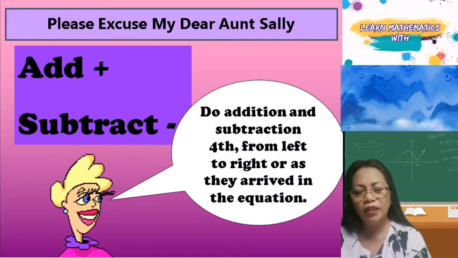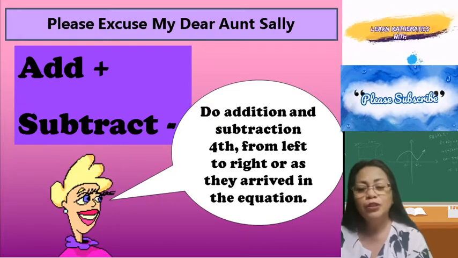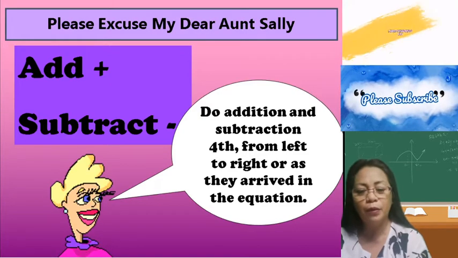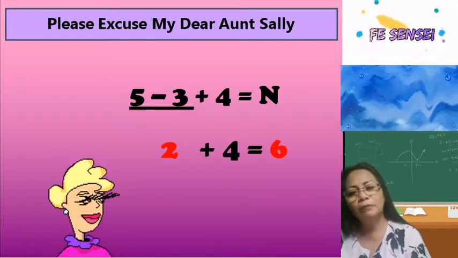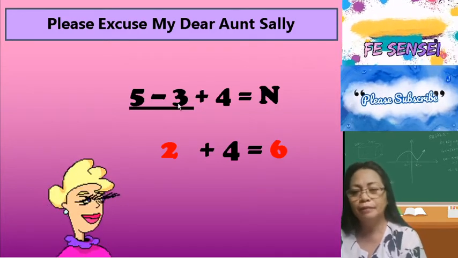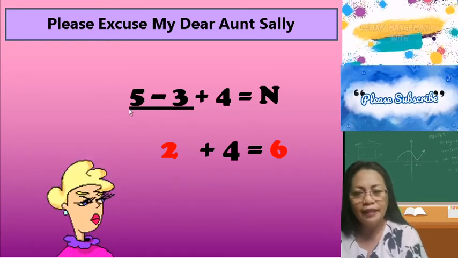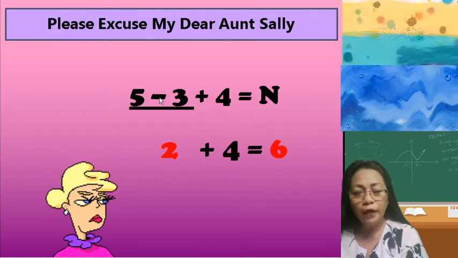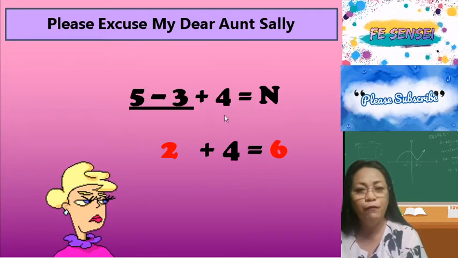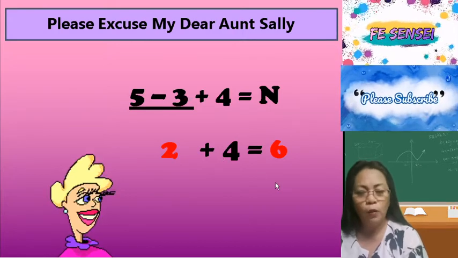Addition and subtraction. Do addition and subtraction fourth, from left to right or as they arrive in the equation. For example, 5 minus 3 plus 4 equals n. As they arrive from left to right, since in this equation the first to arrive is subtraction, do subtraction first before addition. So 5 minus 3 equals 2, plus 4 equals 6.